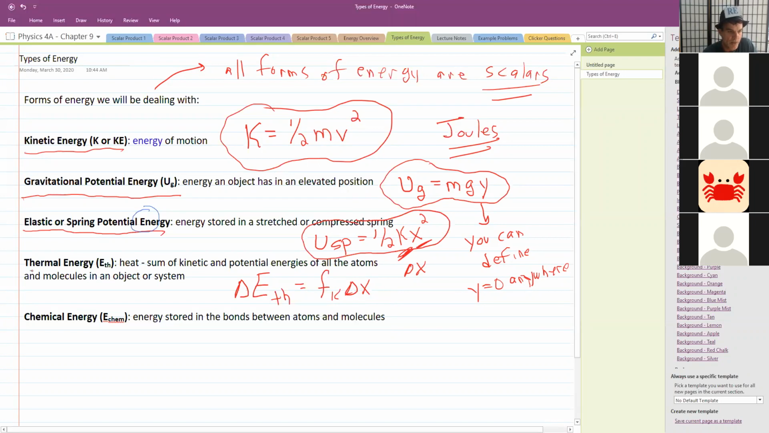We've got thermal energy, which is basically heat. As an object heats up, the amount of thermal energy increases, and friction is what causes thermal energy to be generated. In essence, friction will take kinetic energy and convert it into thermal energy. And then last but not least, chemical energy is just energy stored in the bonds between atoms and molecules. When those bonds get broken or rearranged, energy can be released. This is how we get energy from food, energy from gasoline.